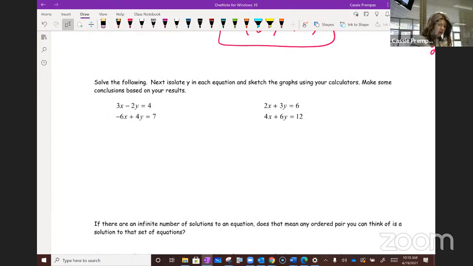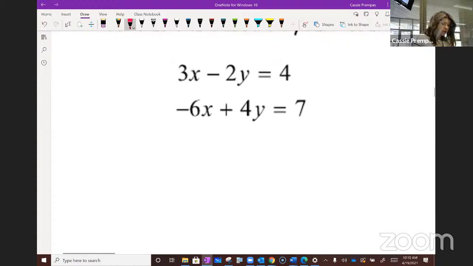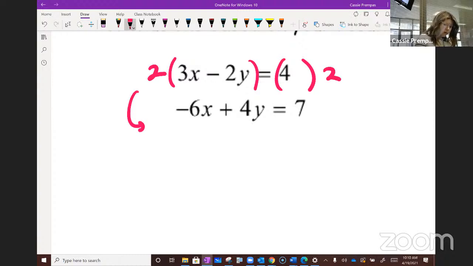So now solve the following, choose any method that you want, but then make sure to isolate y in the equation and sketch the graph using your calculators. Make some conclusions based on your results. So this first equation, my preference would be elimination since x's and y's are already lined up. So if I was to eliminate x, what would I multiply both equations by? 2, good. So then I would have 6x minus 4y equals 8.